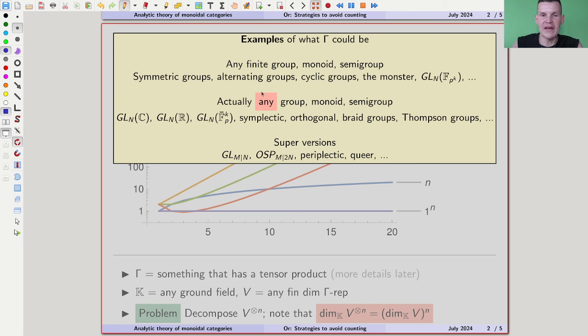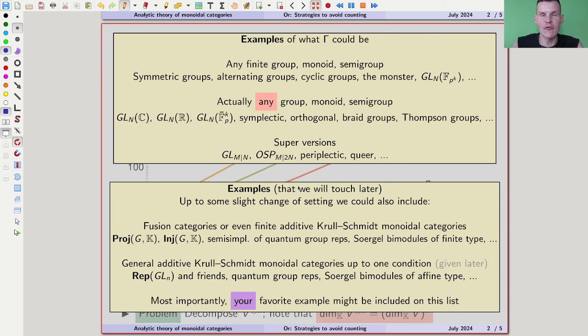Any group, any monoid, any semigroup even. So it's a very, very general setting, even super versions if you care about those. And later on, we see that you can generalize even more, and essentially you need no assumptions at all for my favorite theorem here. So it's a really general setting. I will be more precise later, as I said.